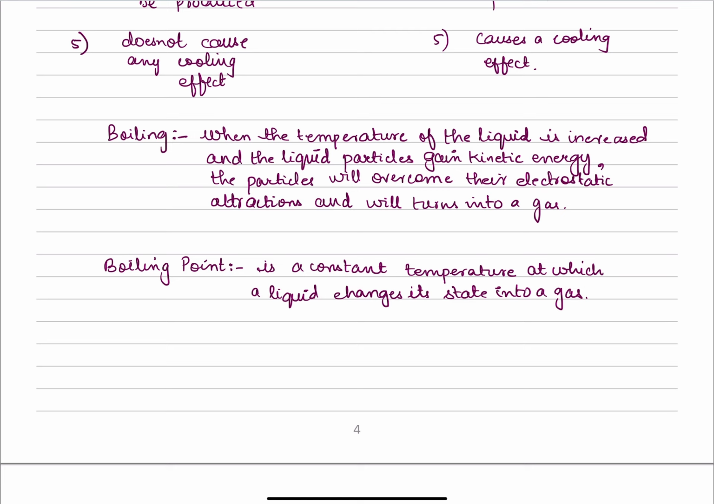So for condensation, you will write the exact opposite of what we have written for boiling. Or if they ask you for freezing, you will write the exact opposite of what you have written for melting. That when the temperature of the liquid is reduced, the liquid particles lose kinetic energy, they come closer together, the electrostatic attractions, or the forces of attraction, become significant and strong, and hence the liquid changes into a solid. So for freezing and for condensation, you're going to write the exact opposite of what we have written for melting and boiling.